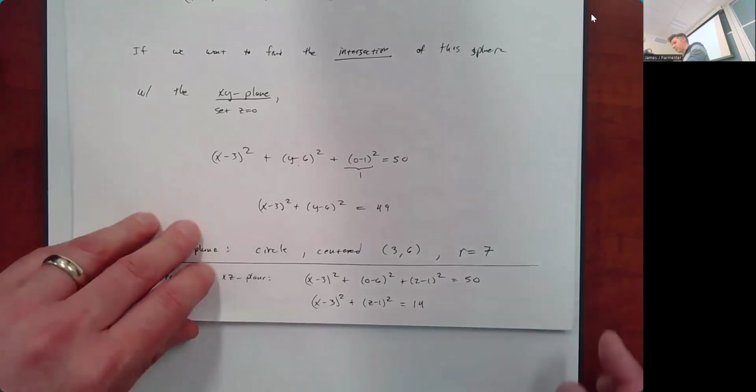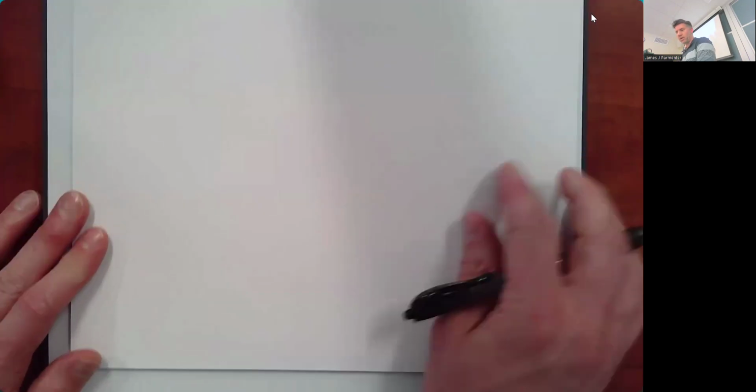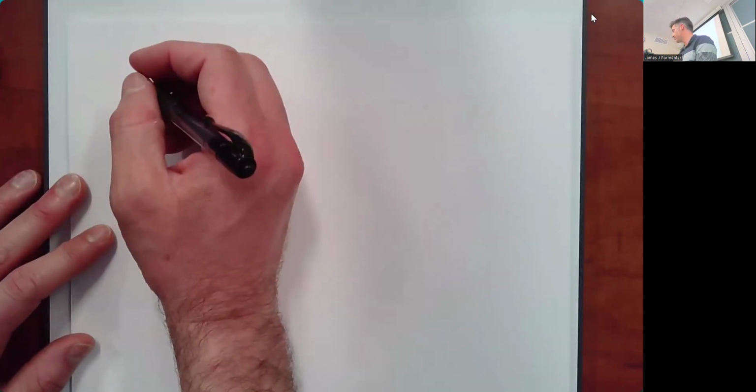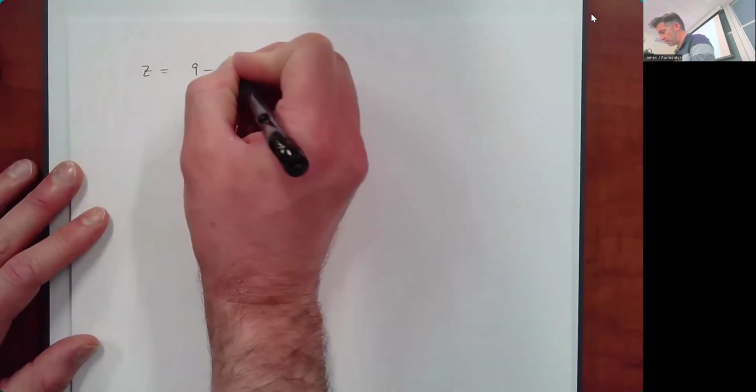So let's look at some examples that are not this. Let's look at the following. It's one of my favorite ones. Let's say we have the function of two variables, z equal to 9 minus x squared minus y squared.